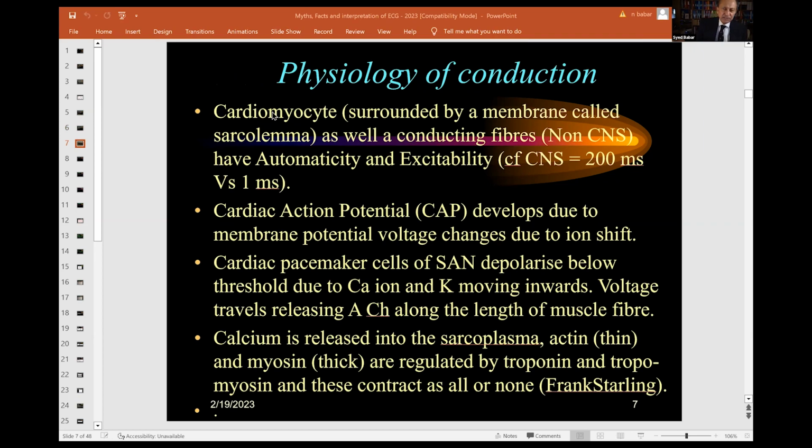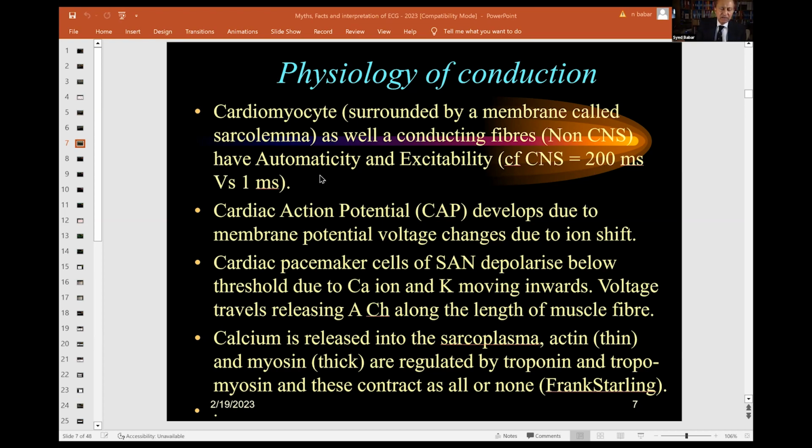So the cardiomyocyte is surrounded by a membrane called sarcolemma, and this therefore acts as a generating electrical substance as well as a conducting one. The neurological excitation and transmission takes 1 millisecond, whereas the cardiac action potential is 200 times slower at 200 milliseconds.